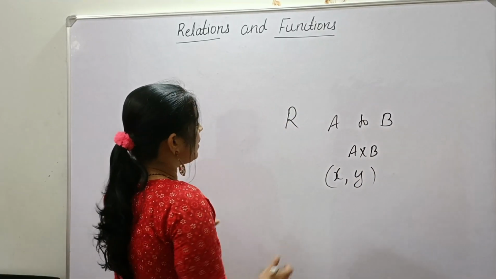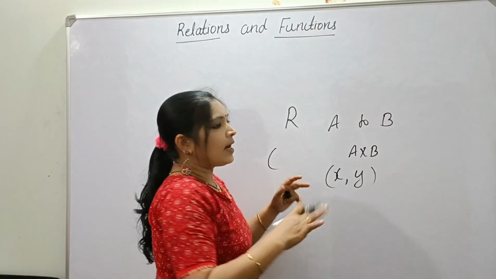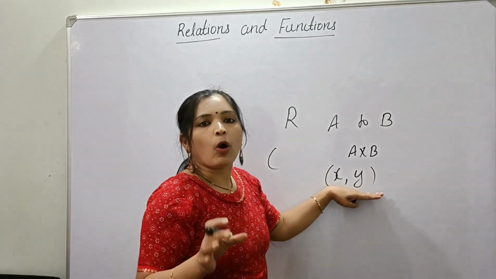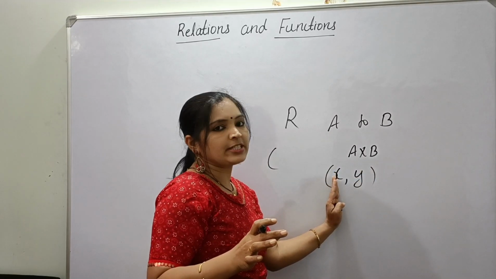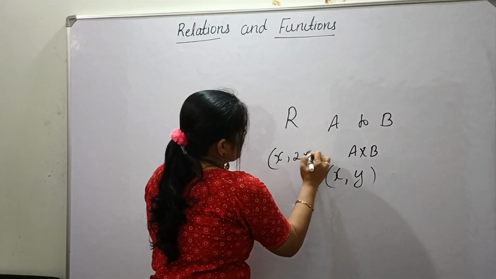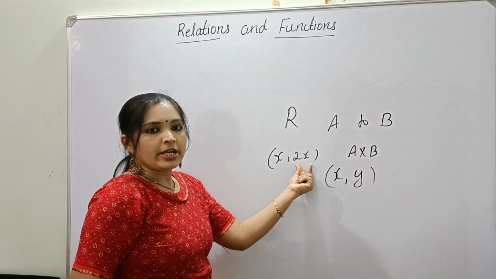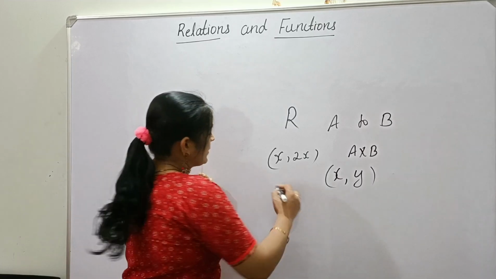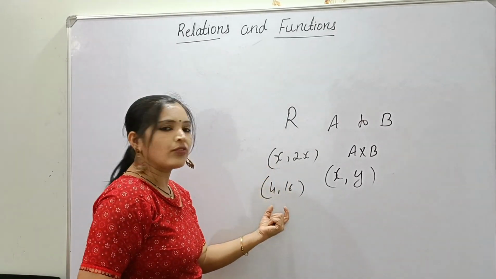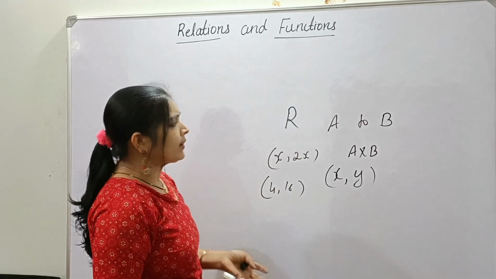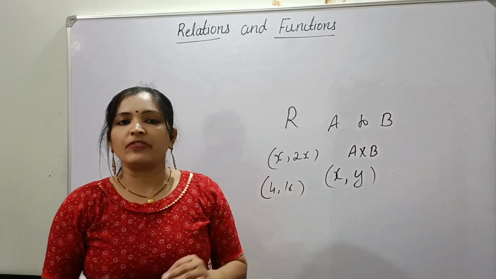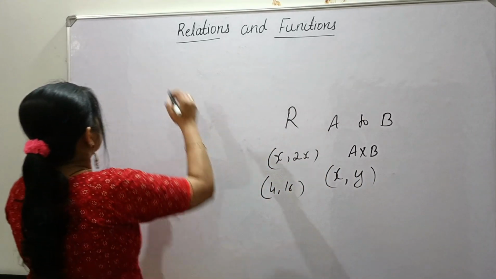So here, for example, all the elements of a relation are in the form of an ordered pair (x, y). x is the first element, y is the second element. For example, (x, 2x): see here, the second element is twice the first element. (4, 16): here, the second element is the square of the first element. So these are all things we have already learnt in 11th standard. In this chapter we will study types of relations.